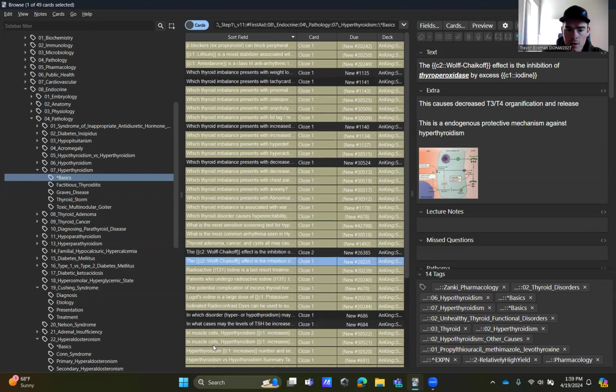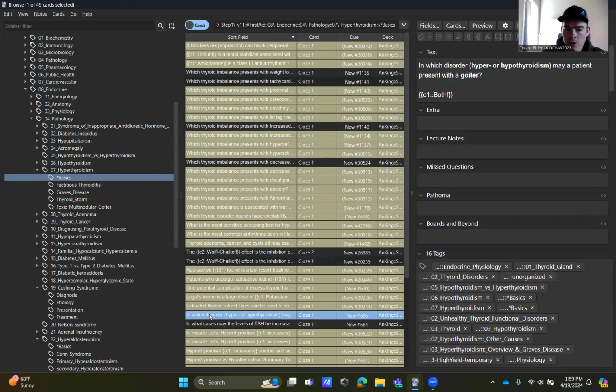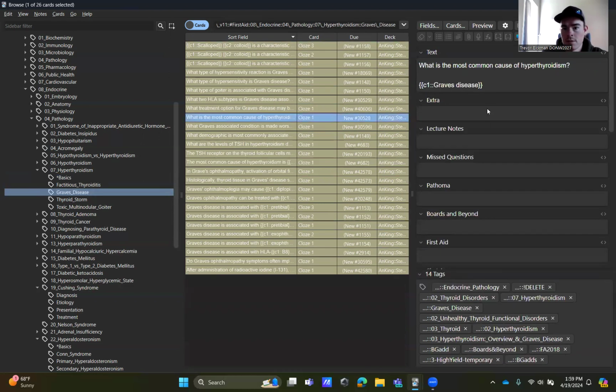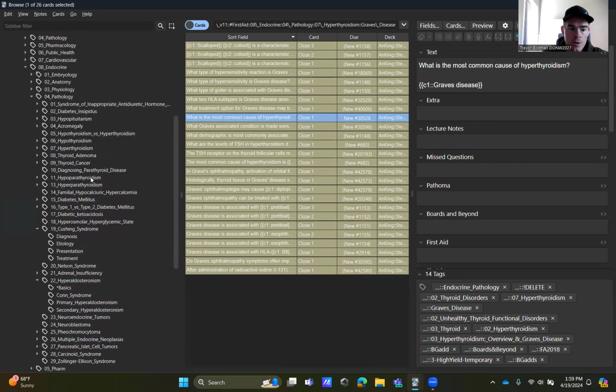And then from these Wolff-Chaikoff ones, you want to come down to in which disorder a patient may present with a goiter. This one might already be activated as well from hypothyroidism, but in case it isn't, grab that and then the one following it. And then we want to go to Graves' disease, and just this one, what is the most common cause of hyperthyroidism? Graves' disease, just make sure that is activated. And that is it for here, so we're going to minimize that. But we're not quite done.